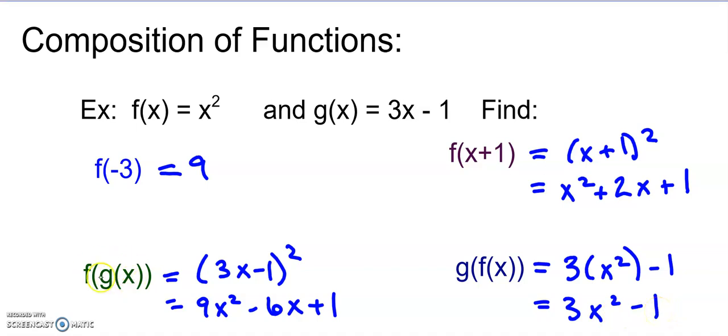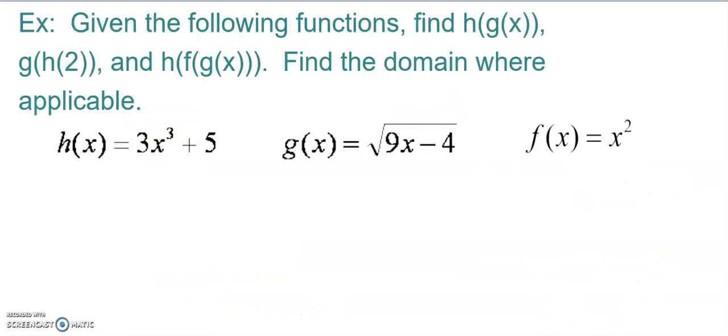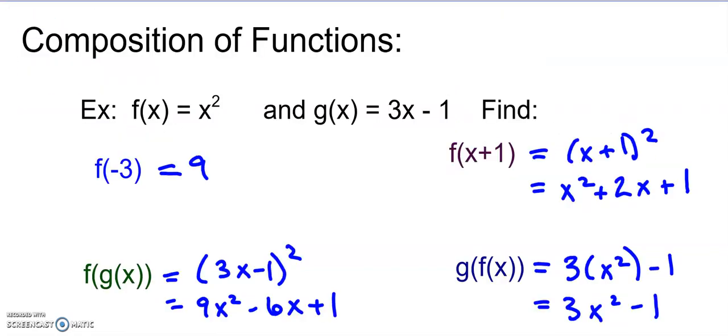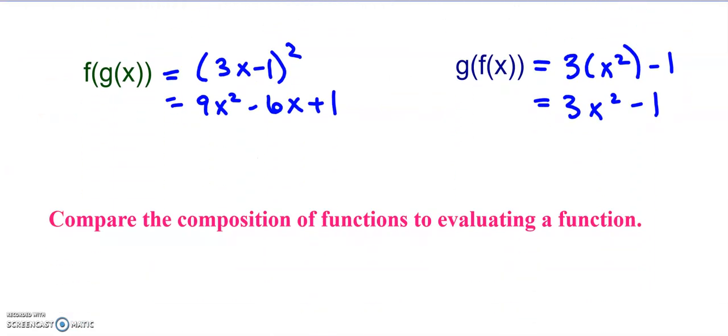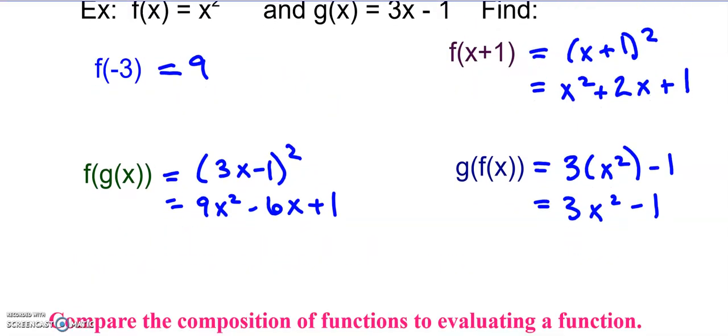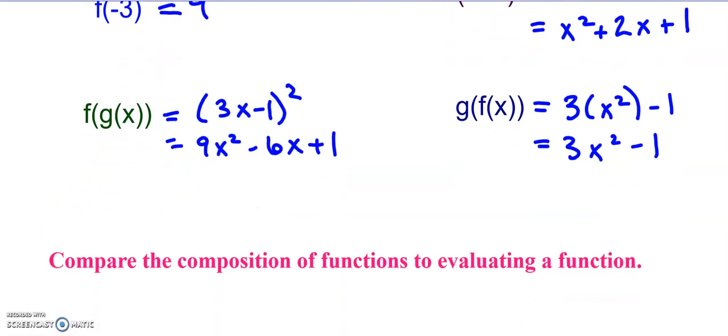Notice that, for example, in f of g of x, I'm literally plugging g into f, right? Instead of f of x, it's now f of 3x minus 1. Now, it says here, compare the composition of functions to evaluating a function. How is, for example, f of -3 similar to f of g of x? Take a minute to write that down, and then we'll move on.